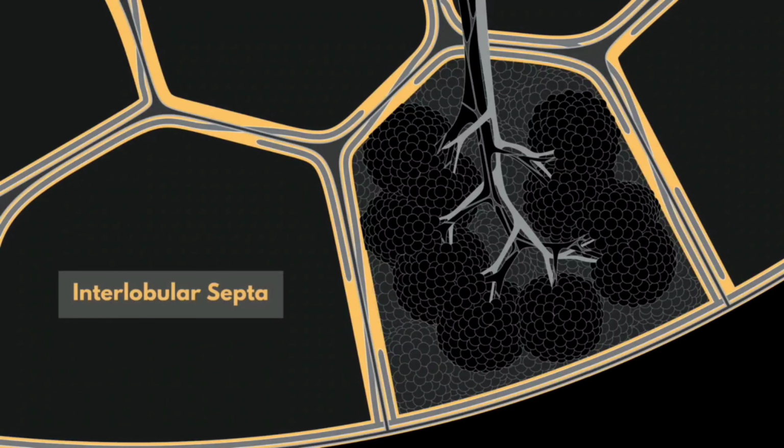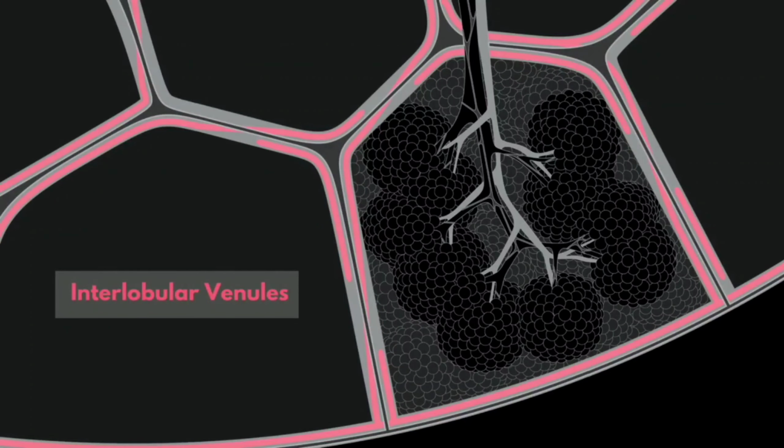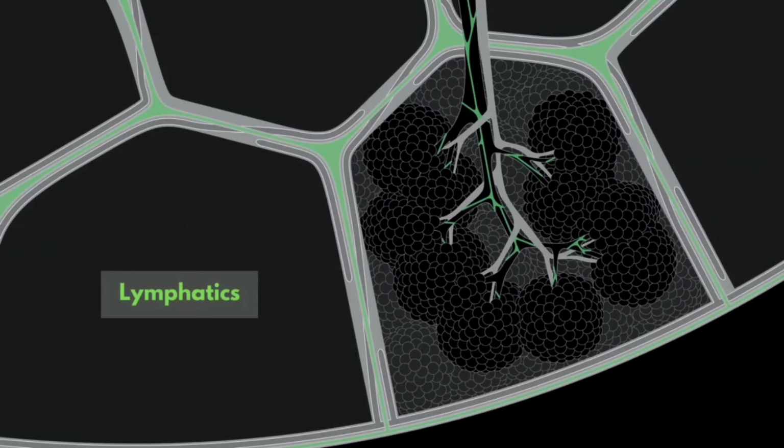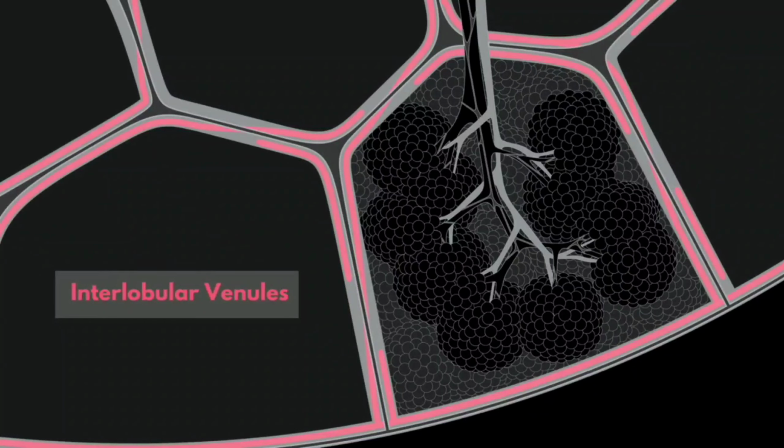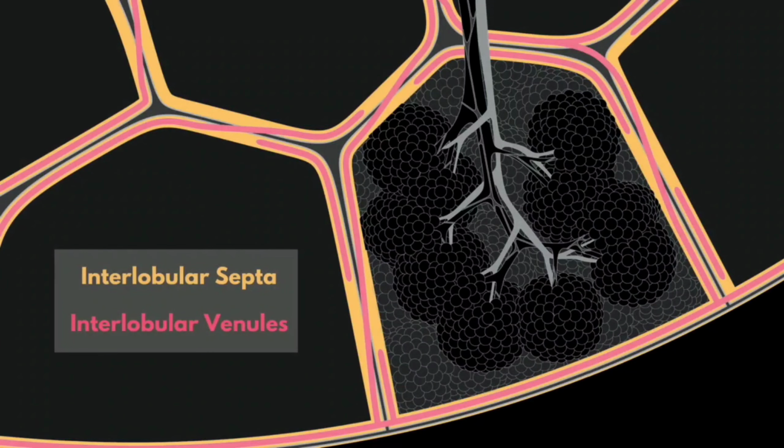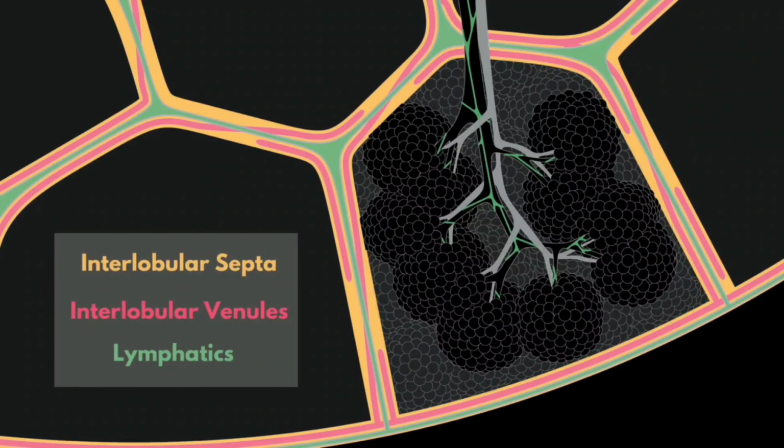Here we see the interlobular septa in yellow. Again, the interlobular septa contain interlobular venules and lymphatics. The pulmonary venules are seen here in red because they carry oxygenated blood from the alveoli to the pulmonary veins and into the left atrium. As we saw earlier, pulmonary edema can present with interlobular septal thickening due to congestion of these venules, congestion of the lymphatics, or due to edema of the interlobular interstitium.